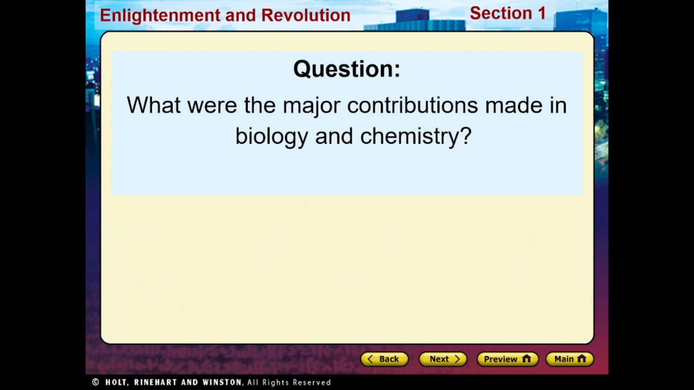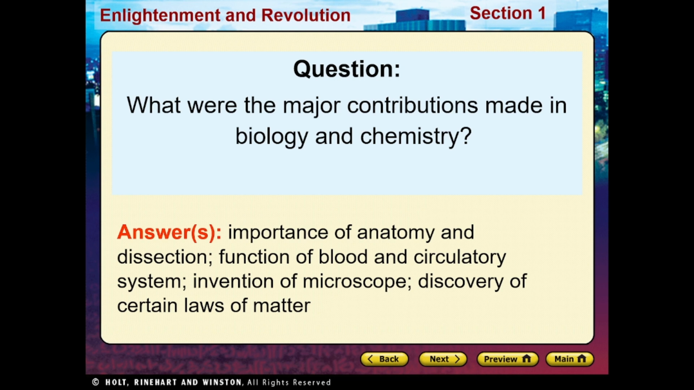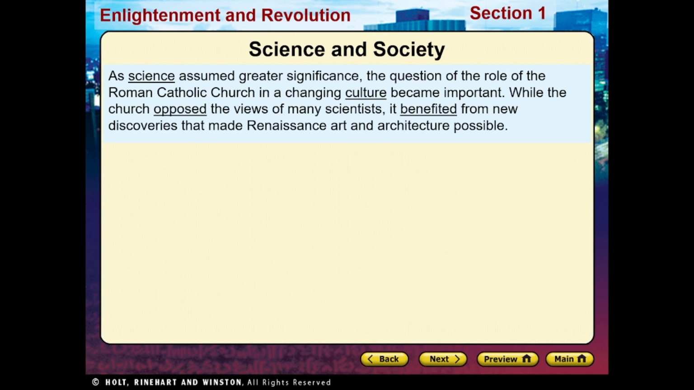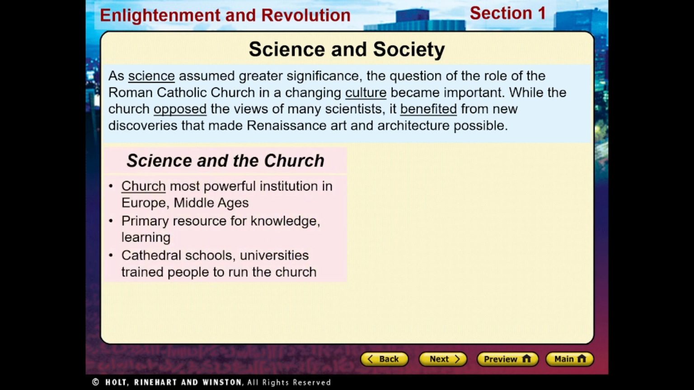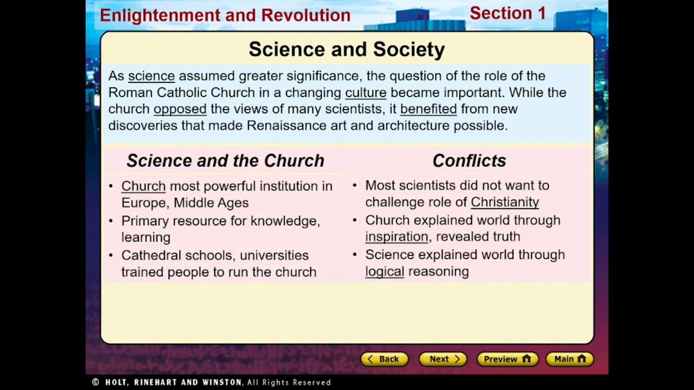Okay, question. What were the major contributions made in biology and chemistry? Importance of anatomy and dissection, function of blood and circulatory system, invention of microscope, discovery of certain laws of matter. As science assumed greater significance, the question of the role of the Roman Catholic Church in a changing culture became important. While the Church opposed the views of many scientists, it benefited from new discoveries that made Renaissance art and architecture possible. Science and the Church and the conflicts.